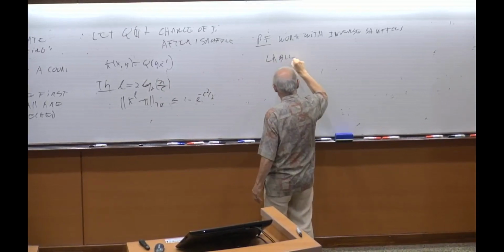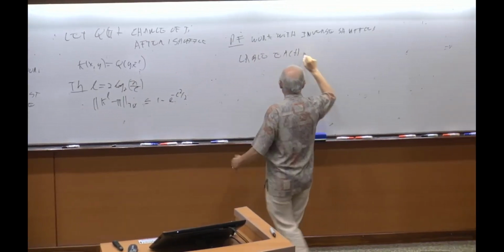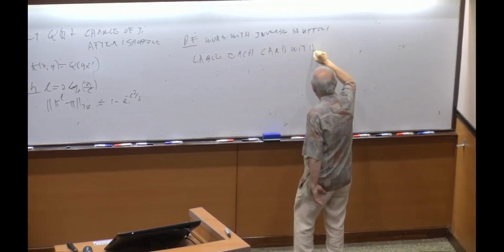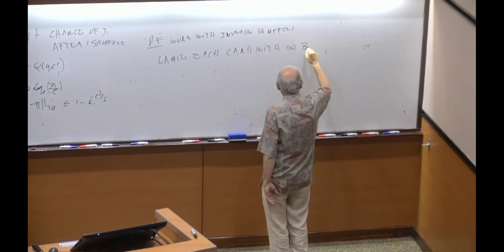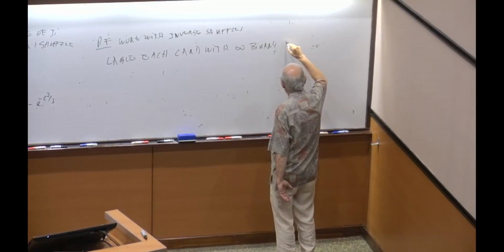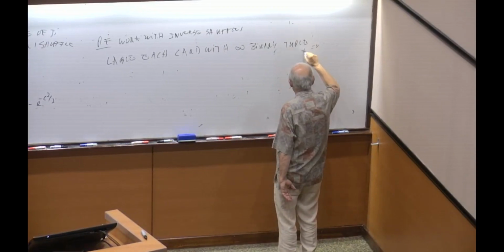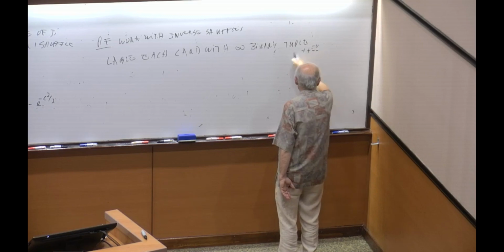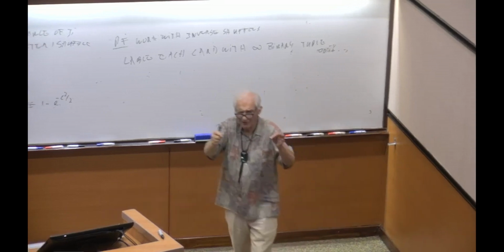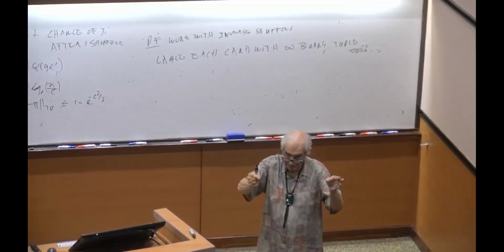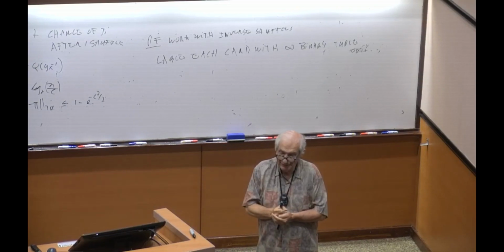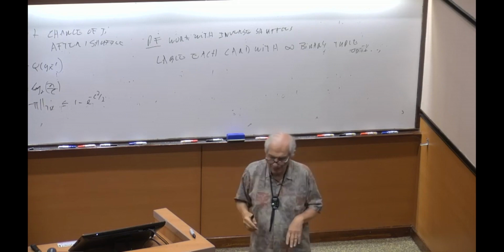Label each card before you start. The deck starts out in order. Each card gets an infinite binary tuple, IID, probability a half: plus, minus, 0, 0, 0, 1, 1. So on the back of each card, you flip a fair coin infinitely often, and you write that down on the card, or you think about it conceptually that way. So each card has an infinite binary label.